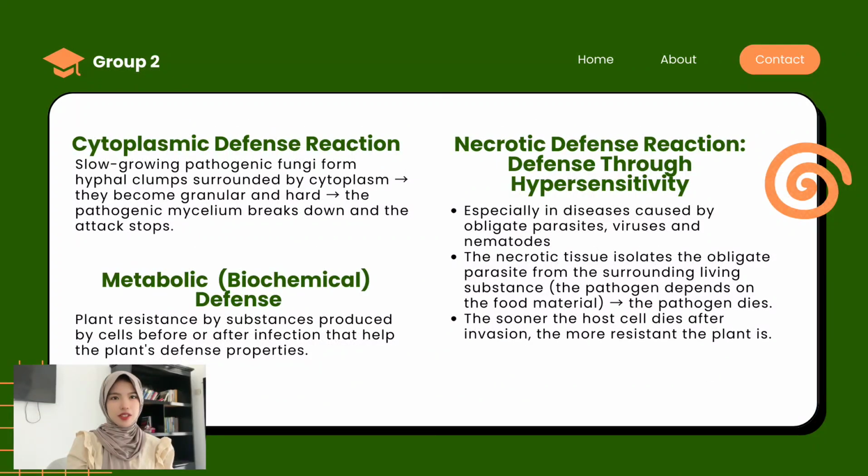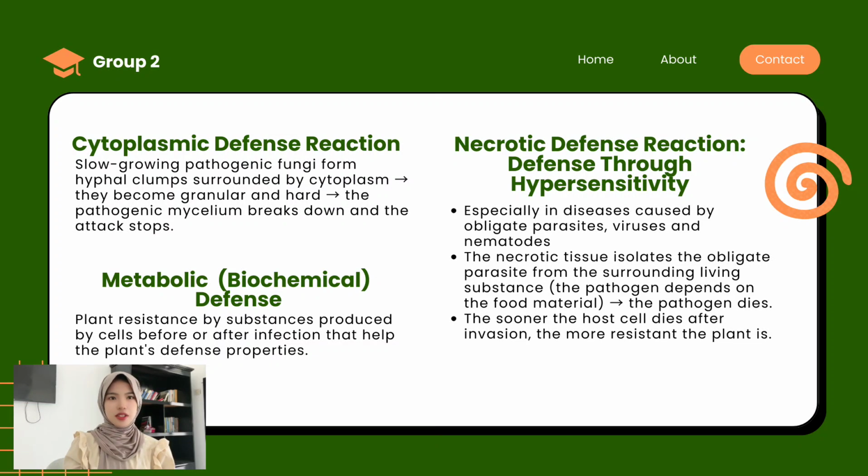Cytoplasmic differentiation. Slow-growing pathogenic fungi form hyphal clumps surrounded by cytoplasm. They become granular and hard. The pathogenic mycelium breaks down and attacks clumps. Cytoplasmic differentiation: plant resistance by a substance produced by cells before or after infection that helps the plant's defense properties.